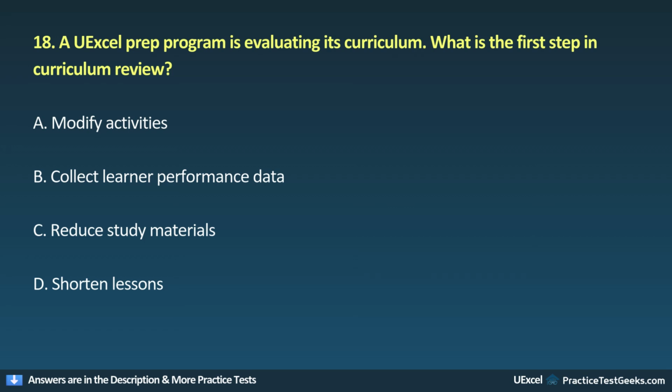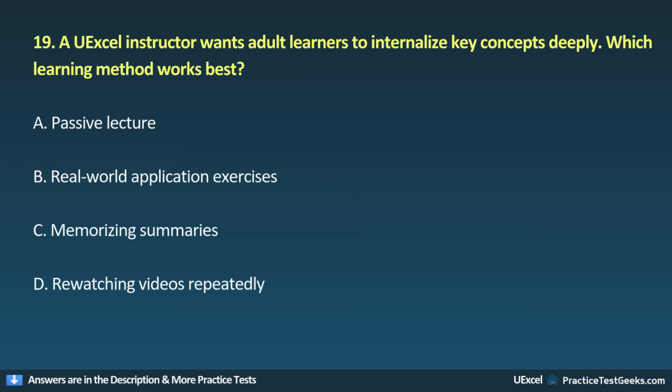19. A UExcel instructor wants adult learners to internalize key concepts deeply. Which learning method works best? A. Passive lecture. B. Real-world application exercises. C. Memorizing summaries. D. Rewatching videos repeatedly.